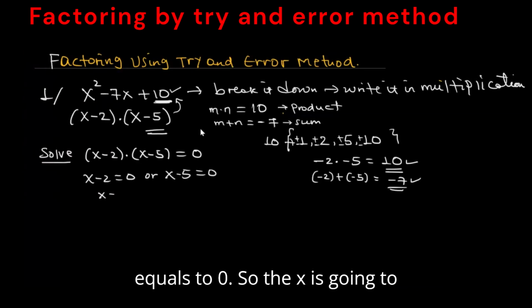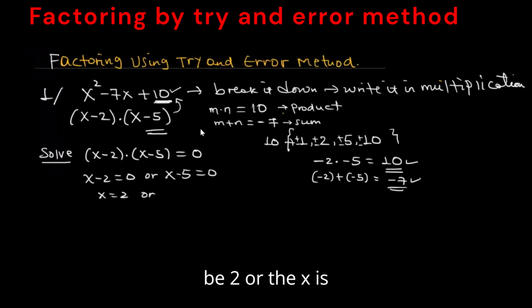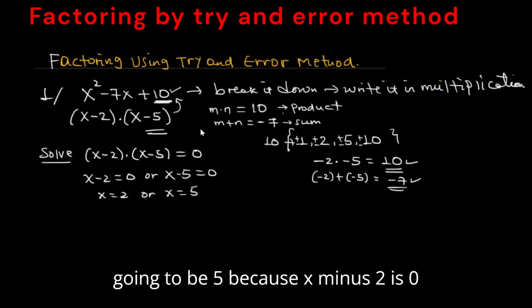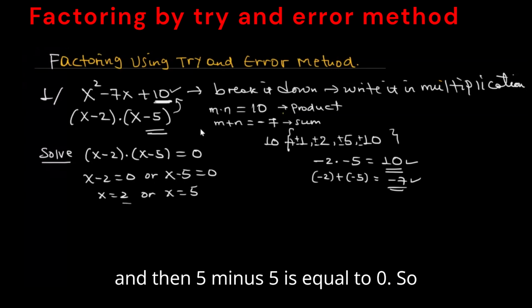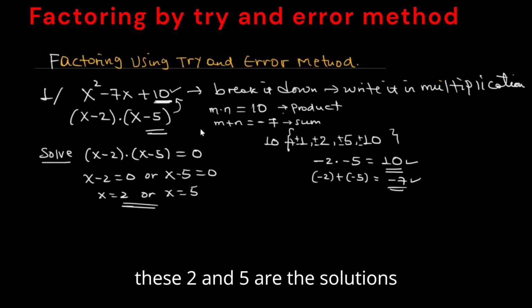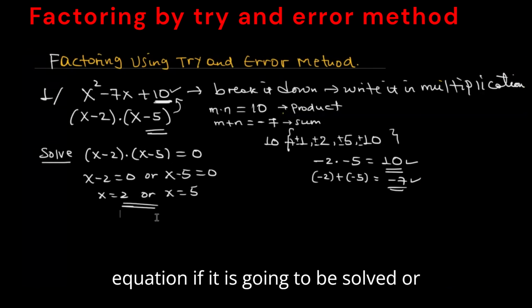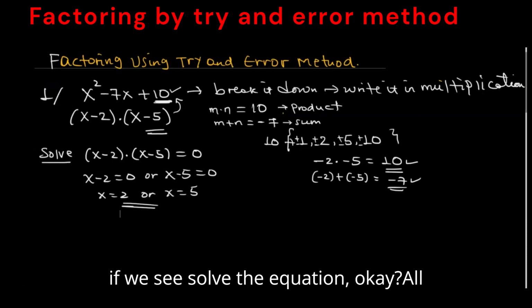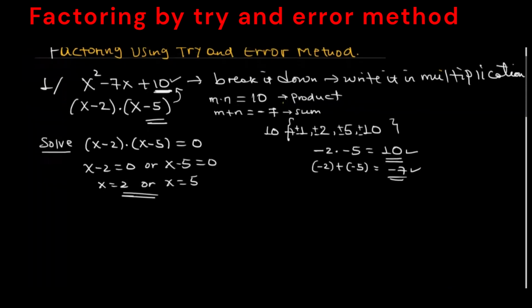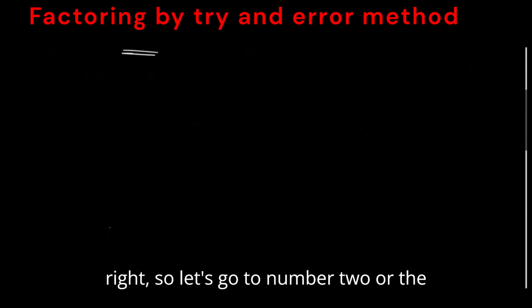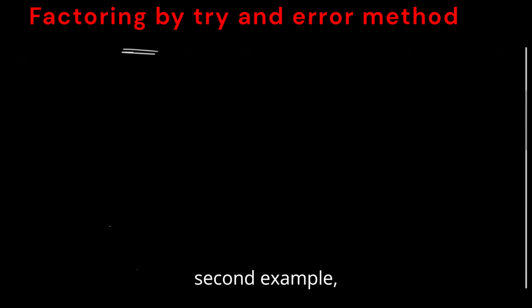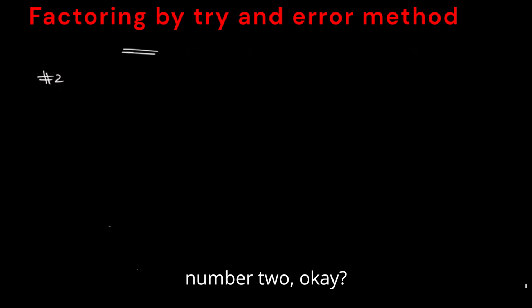So x is going to be 2 or x is going to be 5, because 2 minus 2 is 0 and 5 minus 5 is equal to 0. So these 2 and 5 are the solutions of the quadratic equation if we are asked to solve the equation. Okay, all right, so let's go to the second example, number 2.